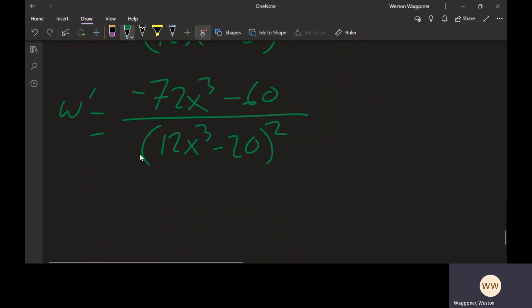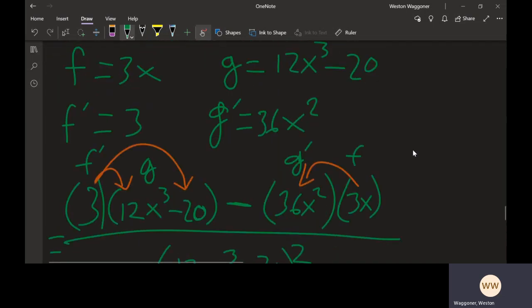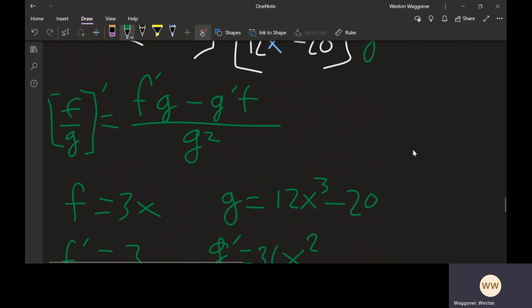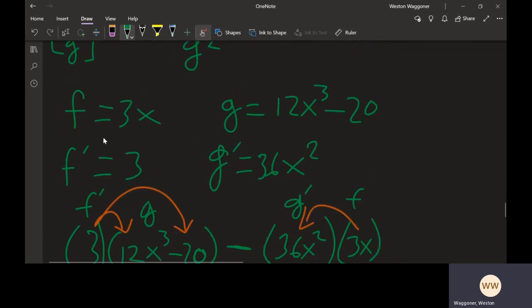We really don't want to do this. You could FOIL this out, but I don't think anything's really going to come out of here. So this is going to be that answer that we're going to want. Just be careful when we do those quotient rules. I get it, I didn't really like them, but once you get this little roadmap down, it's always going to be the same, and I like to set this up.